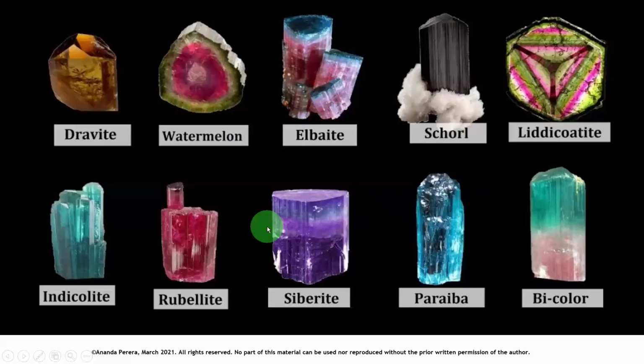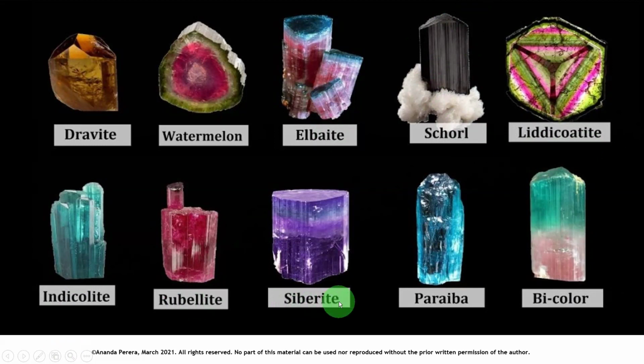Now we are moving to next one. Now you can see the rough stones. Dravite. See the hexagonal shape. Watermelon. Elbaite. Schorl. See the straight lines here? Vertical lines are there in the body. Liddicoatite. Indicolite. Rubellite.